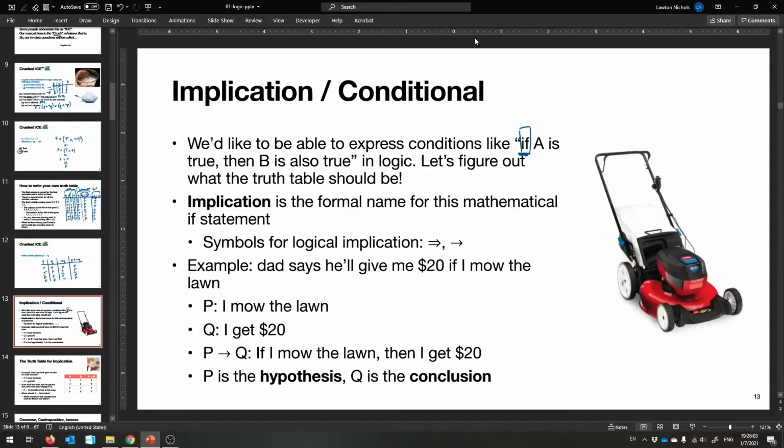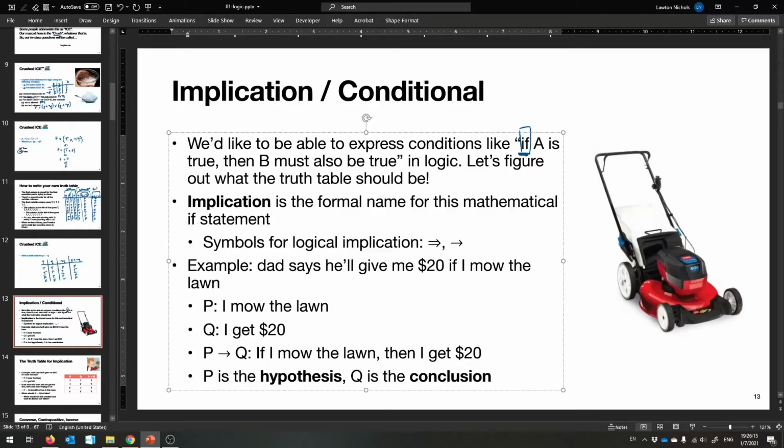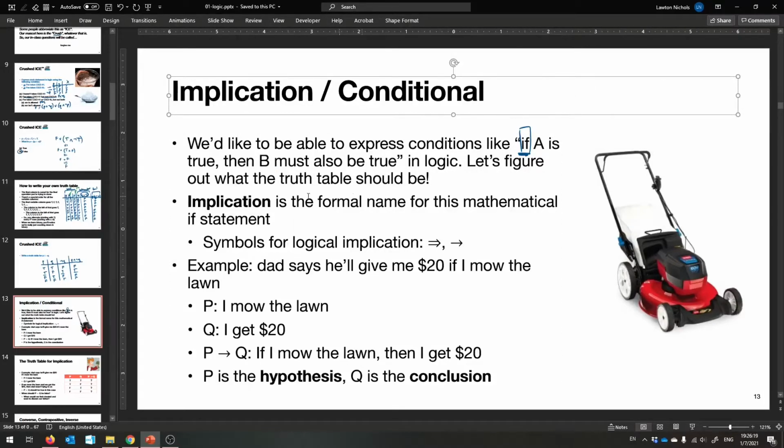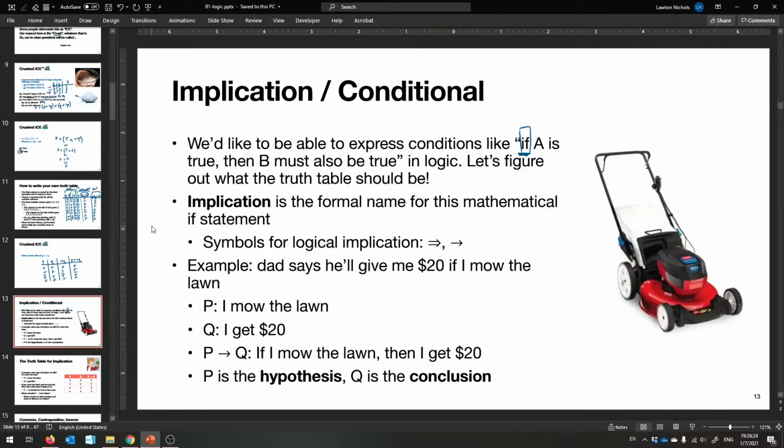So we want to represent something like, if A is true, then B must also be true. Okay? That's the idea. And let me say must. Let me make it very, very clear. Must also be true. So we need to figure out what the truth table for this is, because we want a mathematical if statement. It's beautiful. So we can invent the truth table for implication together. It's going to look like this. P implies Q, or if P then Q is how you pronounce it.